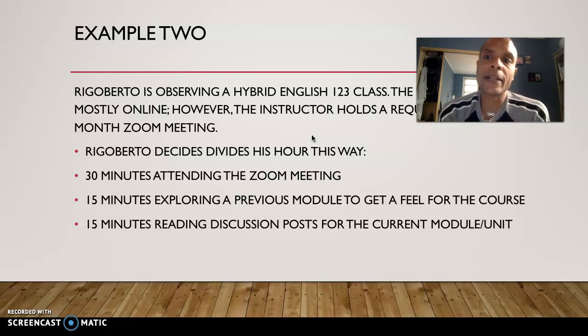Or you might be more like Rigoberto, who's observing a hybrid English 123 class. The material is mostly online, but there's a once-a-month Zoom meeting that's required. And so Rigoberto decides he's going to divide his hour this way. He's going to spend 30 minutes attending one of these Zoom meetings, engaging with the instructor and with the students, or watching them engage with each other. And then 15 minutes looking at a previous module just to get a feel for the course. And then maybe 15 more minutes reading current dynamic discussion posts for the current module and unit.